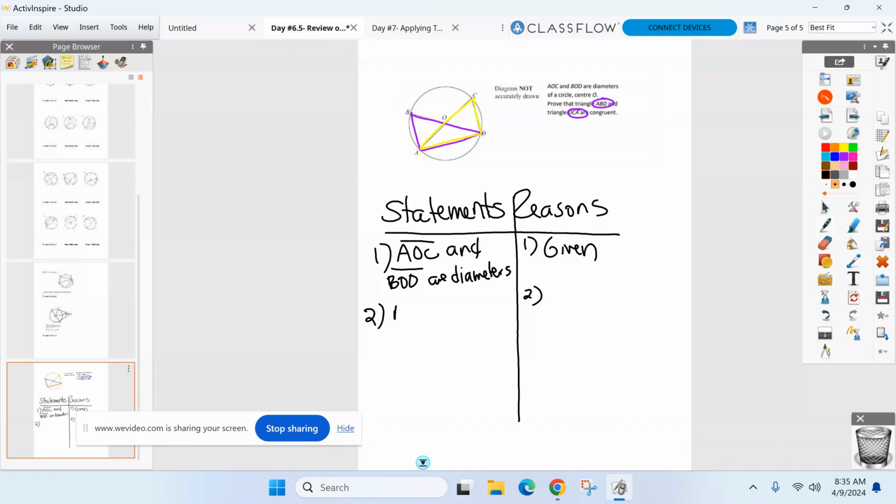So we're going to say BOD, yep, congruent to AOC in a circle. All radii congruent, or I did it too, all diameters congruent now. Way to see that. I thought somebody else was going to say another side, but that's fine.